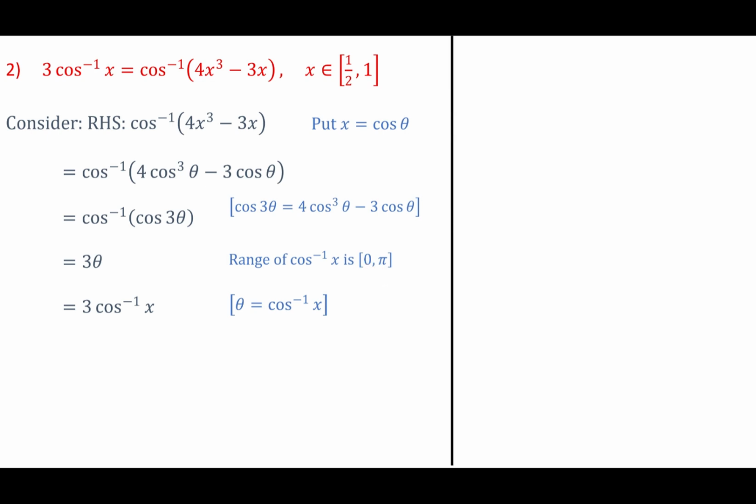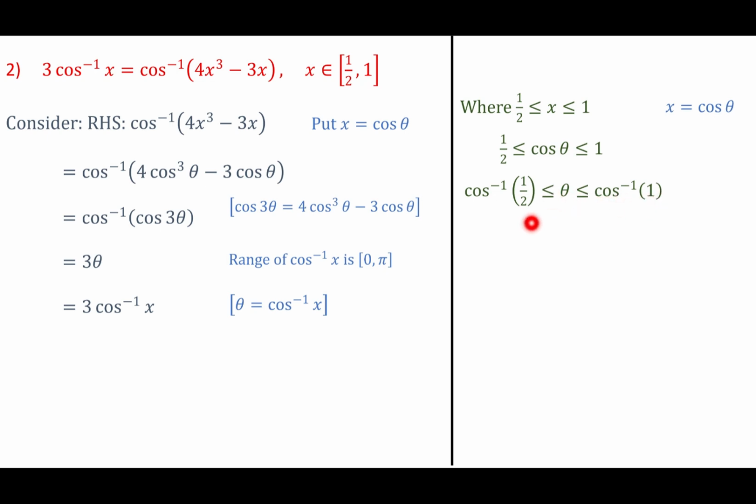So what is given? X lies between half and 1. Whereas x is cos theta. So in place of x, I will write cos theta. So half is less than or equal to cos theta and less than or equal to 1. Now, multiply cos inverse throughout this inequality so that this cos and cos inverse will get cancelled. We need theta only, that's why. So cos inverse of half is less than or equal to theta is less than or equal to cos inverse 1.